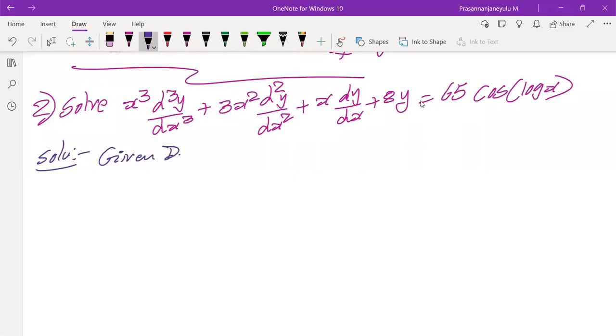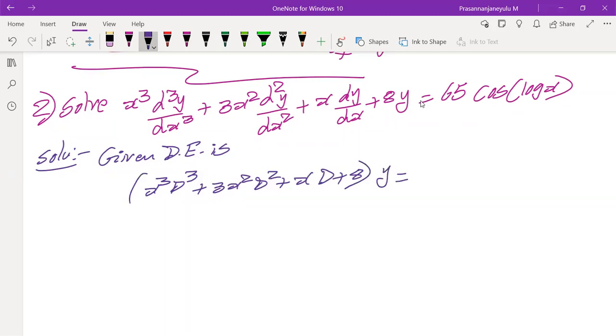But first, writing the given differential equation. The given differential equation is, in operator form, x cube D cube plus 3x square D square plus x D plus 8 of y is equal to the right hand side, which will be the same, 65 into cos of log x. So we can say that equation 1 is an Euler-Cauchy's linear DE.